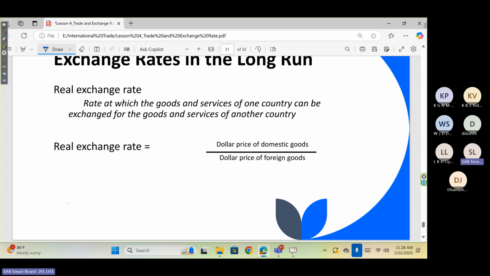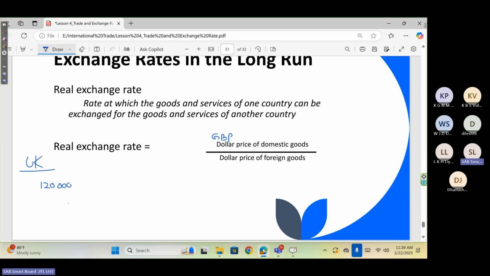Now you have to comment on the law of one price and the purchasing power parity. Regarding the UK situation, how can you calculate it? The dollar price of domestic divided by the dollar price of foreign goods. Now it's not dollar, it is GBP. It is the GBP price of domestic. In Sri Lanka, that bicycle is 120,000.